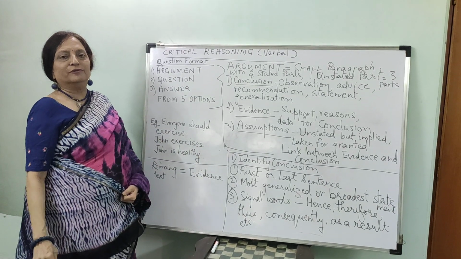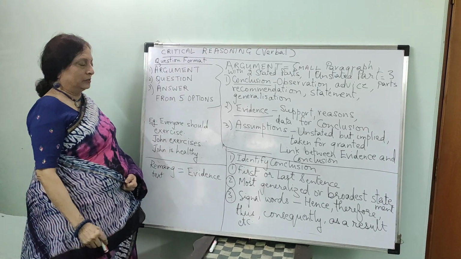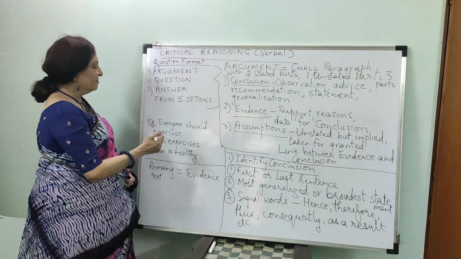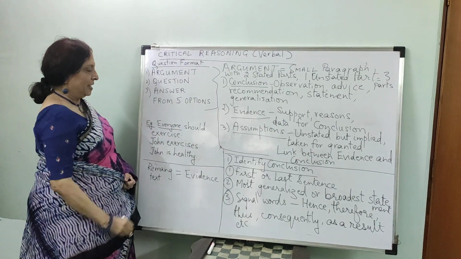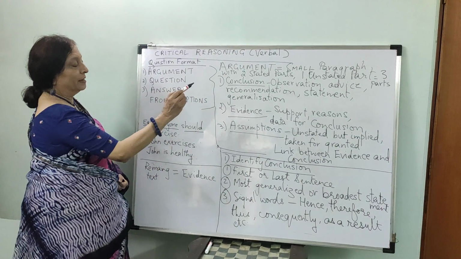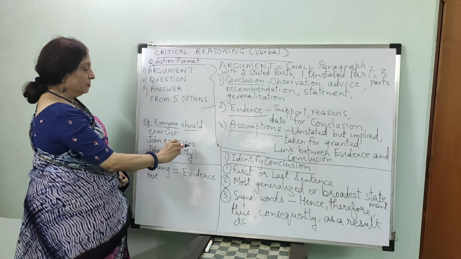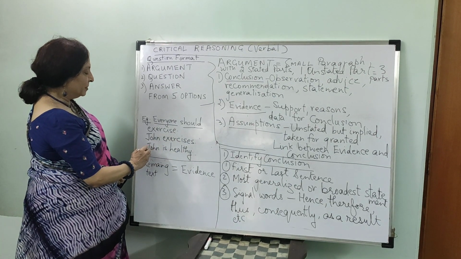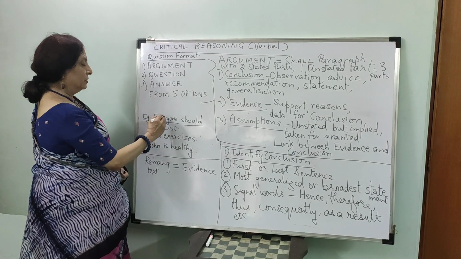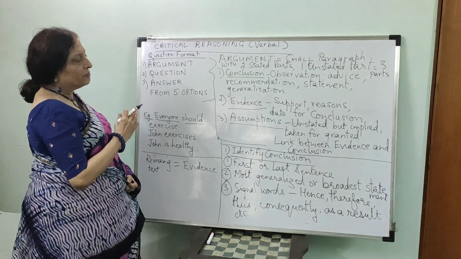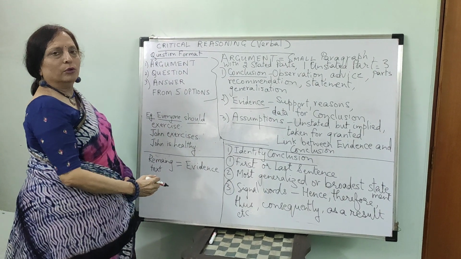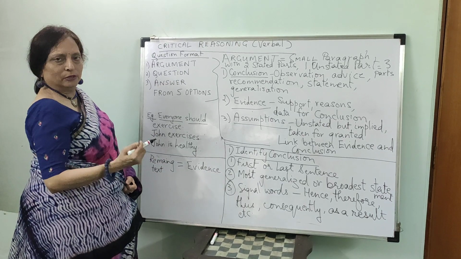Now, as we said, first of all, we have to identify the conclusion. Now, let us go to the first statement. Here we have everyone should exercise. And we also have the word should, which we have said is an advice. Then we come to John exercises, and the last statement is John is healthy. Now, let us see if this is the conclusion or this is the conclusion. On the basis of whatever we have studied just now about the conclusion, let us apply all the criteria and see what the conclusion is.